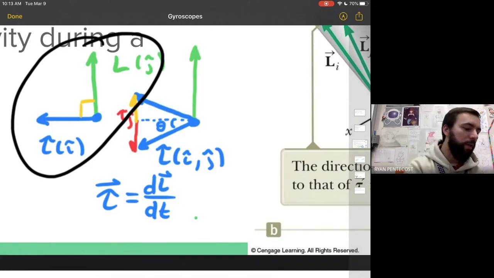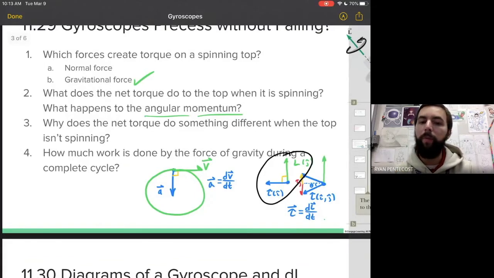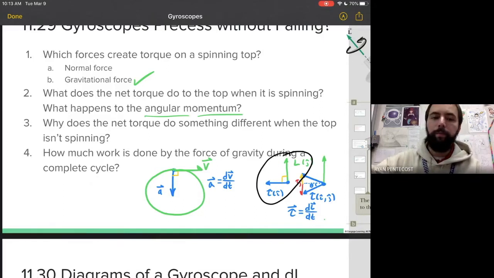So the reason that net torque does something different when the top is not spinning is because there is no angular momentum to change. So then it must give angular momentum. And to do that, it causes rotation or angular velocity about the axis, which is that point of origin, right, from our picture, that the object is standing on.